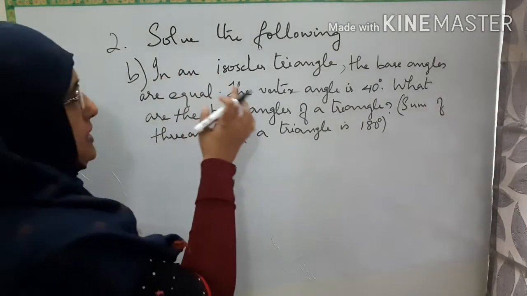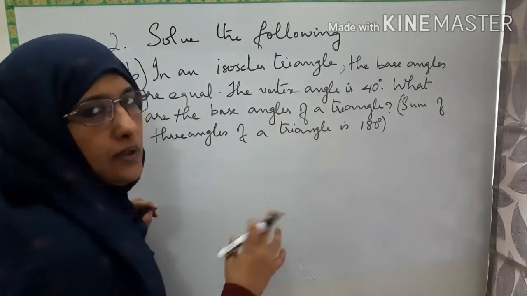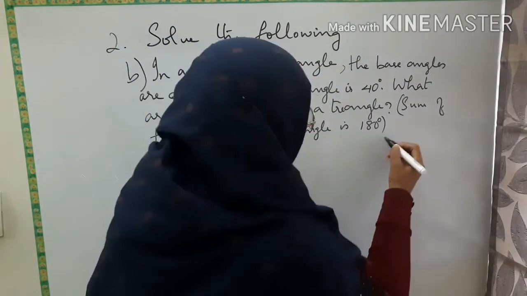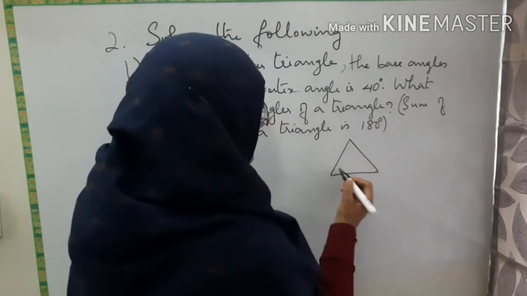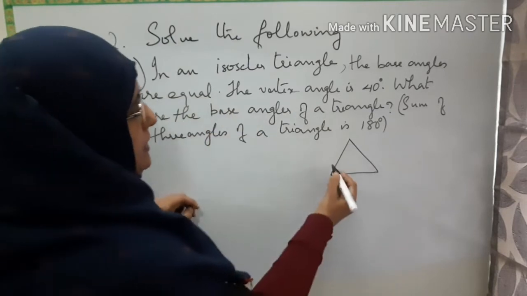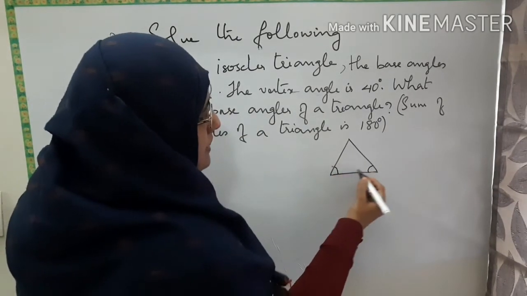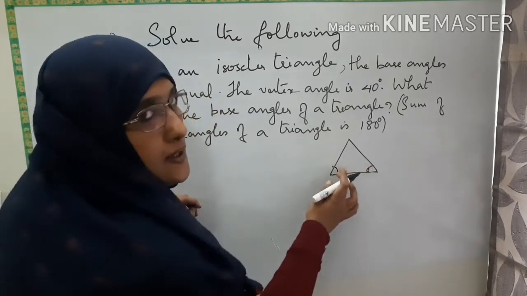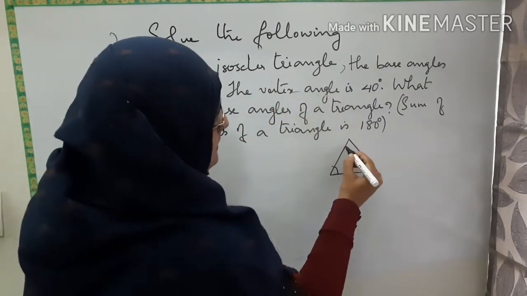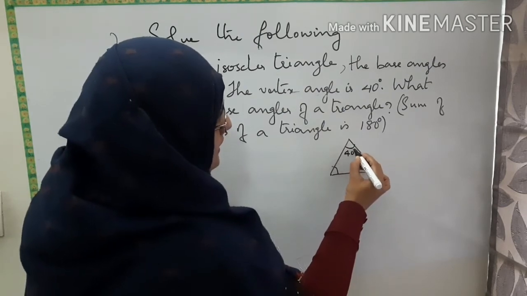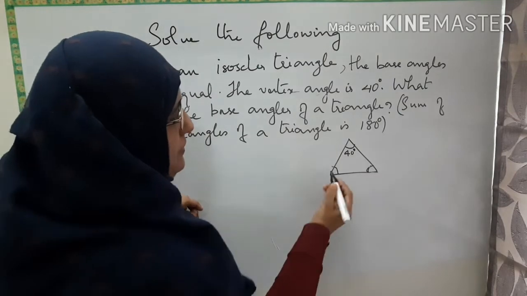Now, next question B. In an isosceles triangle, the base angles are equal. That you know. Isosceles triangle means two sides will be equal, isn't it? So they are given the base angles are equal. These are the base angles. This is the base. They are equal, both are same. And the vertex angle is 40 degrees. This is the vertex angle, that is 40 degrees. What are the base angles of the triangle? You have to find these two.